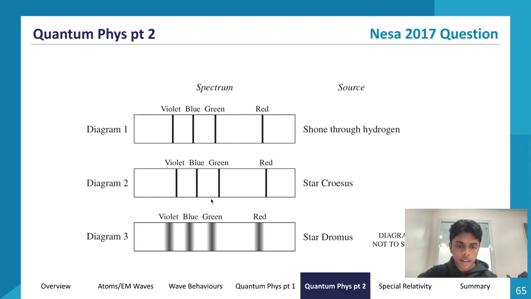Another important thing is the lines are quite blurry and they're also quite broad, right? So this is an example of pressure broadening. It's broad, but it's also blurry. So we can see here star Dromus is a lot more dense than star Croesus.